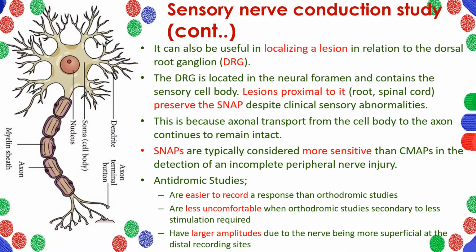Now SNAPs are typically more sensitive than CMAPs in incomplete peripheral nerve injury because of their antidromic nature. Now antidromic studies have some benefits. Which are the benefits? First, it is easier to record compared to the orthodromic studies. They are less uncomfortable because the strength of current that is required to produce a response is less compared to the motor studies, and they have larger amplitudes. So here there is a typical finding that is obtained in SNAP compared to CMAP. That is why they are much more sensitive than CMAPs.